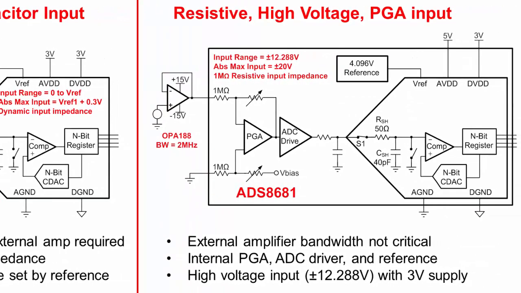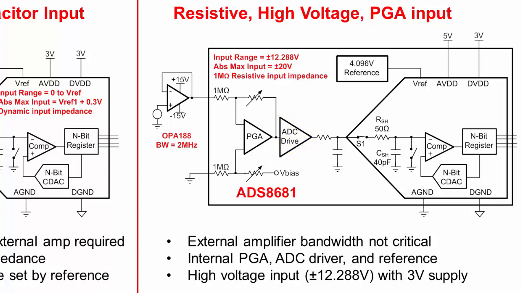The resistive high-voltage PGA input type SAR has a buffer amplifier or programmable amplifier inside the device. Frequently, this amplifier is in a differential amplifier configuration so that the input impedance of the converter is equal to the input resistor in the difference amplifier. In the example above, you can see that the input impedance is equal to 1 megaohm. This type of input has a very important advantage over the switched capacitor input SAR in that the internal ADC drive buffer eliminates the requirement for an external high-speed amplifier.